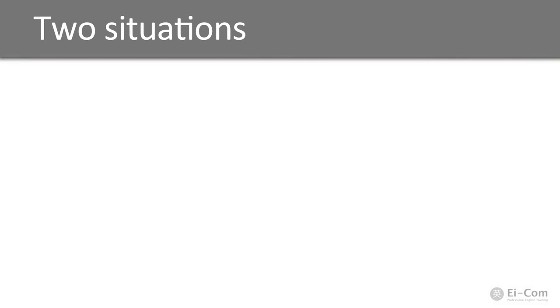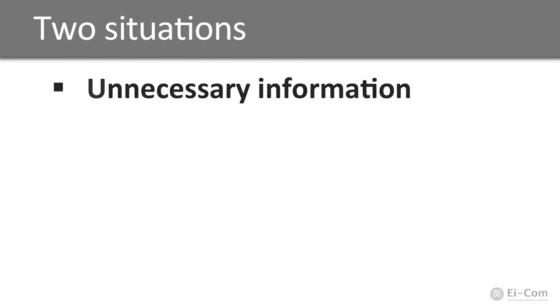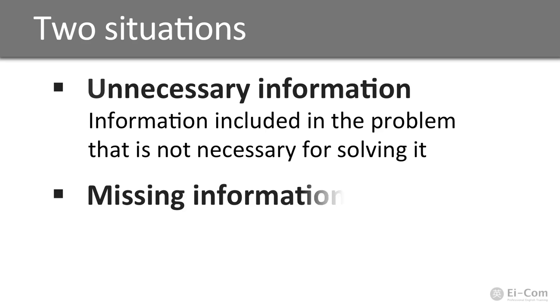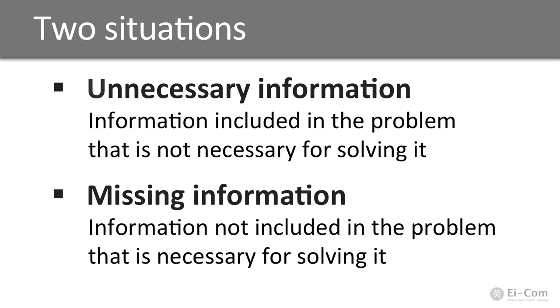Two situations sometimes occur in word problems. There may be unnecessary information, which is information included in the problem that is not necessary for solving it, or there may be missing information, which is information not included in the problem that is necessary for solving it.